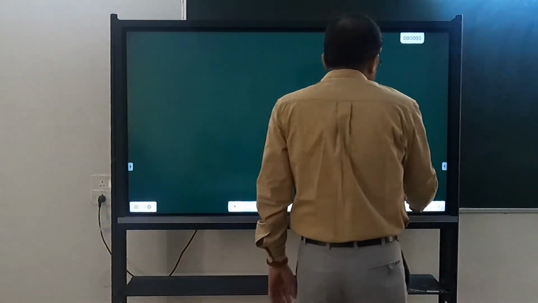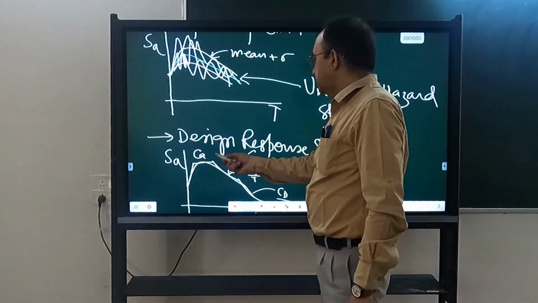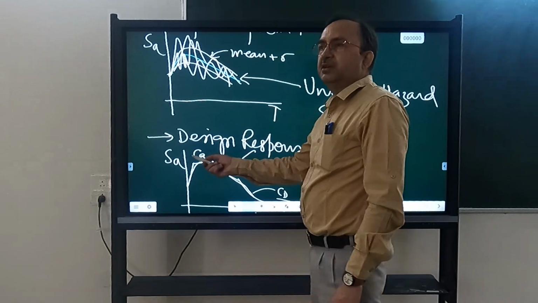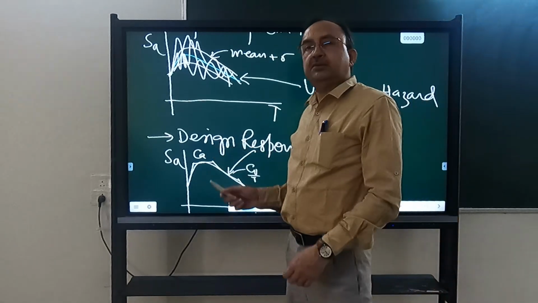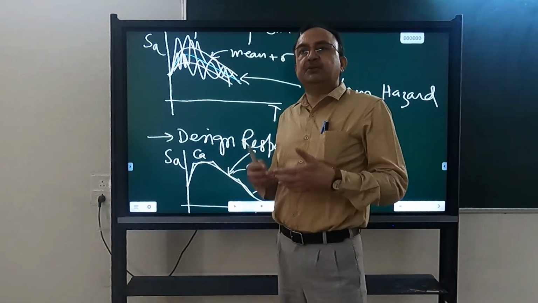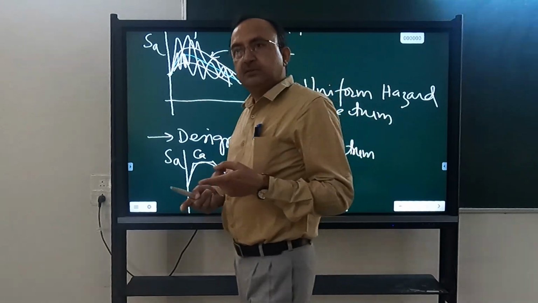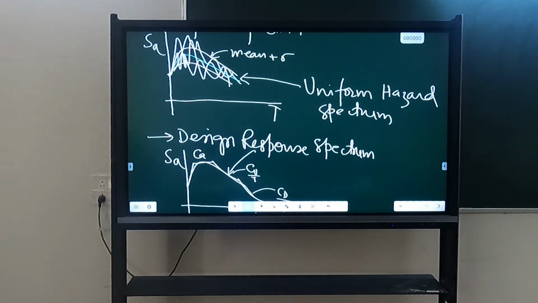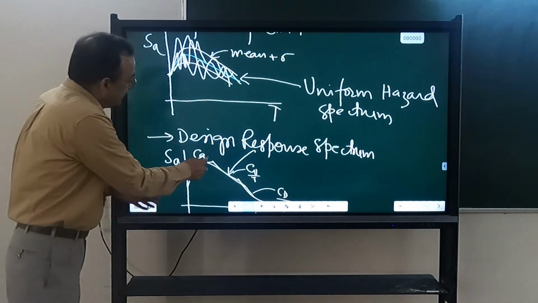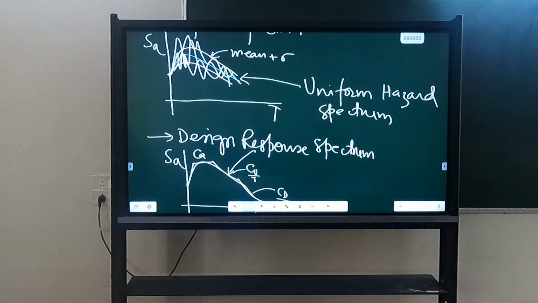Controls means, as I explained yesterday, that the value of spectral acceleration here is controlled by the peak ground acceleration. CA is some factor alpha A times PGA. So this value is controlled by the acceleration of the ground motion. That's why we call it the acceleration control range. Here the value is controlled by the velocity of the ground motion, and here the value is controlled by the displacement of the ground.